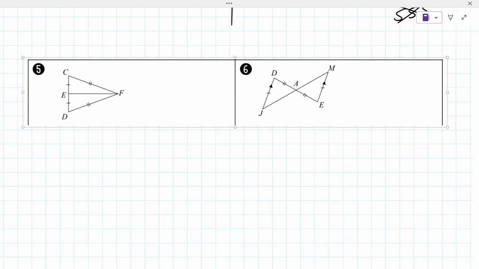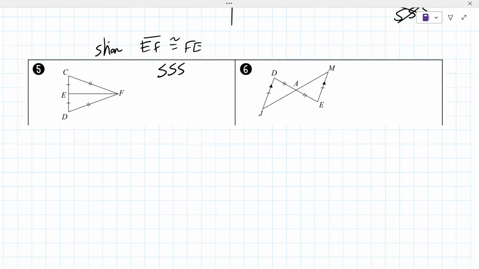SSS for number five. It is because they share a side. They share EF. EF is congruent to FE by reflexive. So give me the congruent statement. Congruent statement is CEF is congruent to DEF. Good, really good.